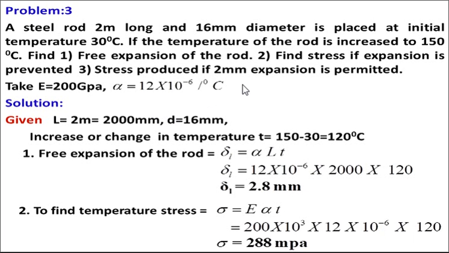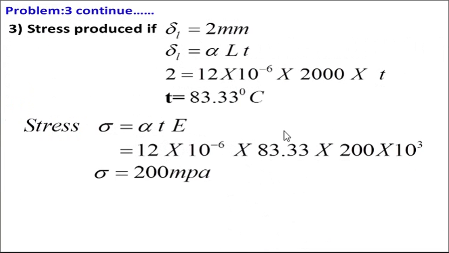Now third is stress if 2 mm expansion is permitted, means when delta L is 2 mm, at that time what will be the stress. So first of all, for 2 mm delta L you find out the temperature, means to have the 2 mm expansion what should be the temperature. We know that the equation is delta L equals alpha into L into T, where you will get T by solving this. You put all the values, delta L is 2, alpha and L are known, then you will get the temperature. And for this temperature, 83.33 degrees Celsius, you have to calculate stress produced.